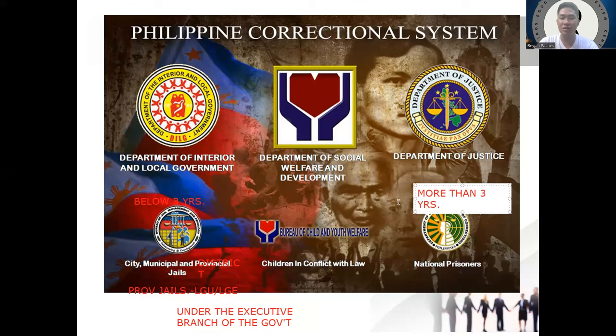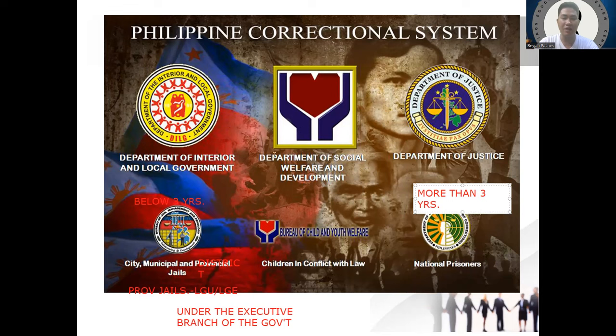Then dito sa Department of Justice or the DOJ, dyan belong ang Bureau of Correction or BUCOR. Siya naman yung in charge sa supervision and control ng mga national prisoners. Take note, ang mga national prisoners, yung punishment na binibigay sa kanila is more than 3 years. So basically, ang tawag sa kanila ay national prisoners.